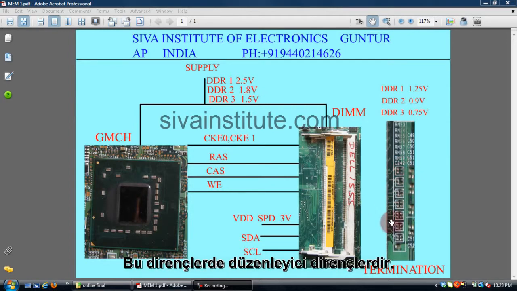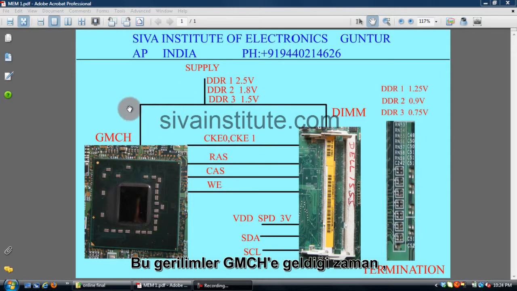These are termination resistors. This is the supply: DDR1 2.5 volt supply, DDR2 1.8 volt supply, DDR3 1.5 volt supply. This supply goes to the GMCH and the DIMM slot, the memory slot. This voltage goes to the memory controller in the GMCH and the same supply goes to the DIMM slots.